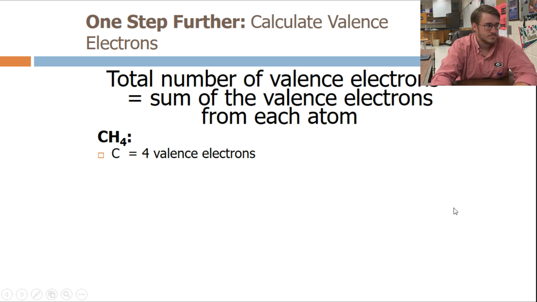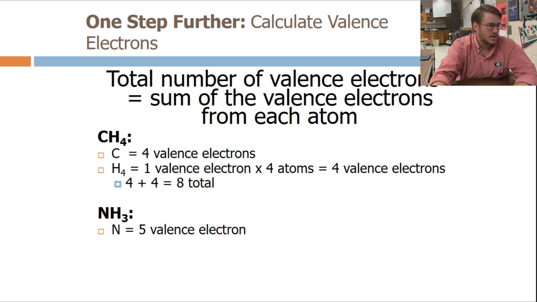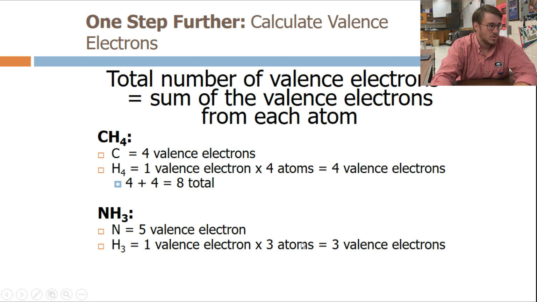CH4. Carbon brings 4 valence electrons. H brings 1, but there are 4 of them. So a total of 4 from the hydrogens, 4 from the carbon, total of 8 for the entire compound. You might notice a theme here. NH3. Pause. Try it on your own. 3, 2, 1. Here it comes. N has 5 valence electrons. H has 1, but there are 3 of them.